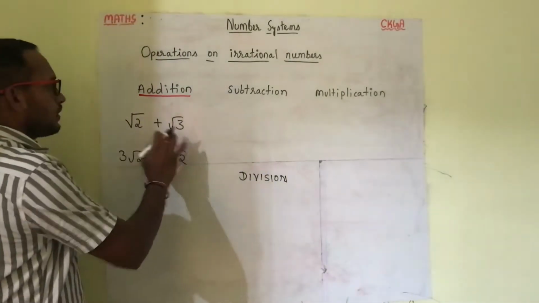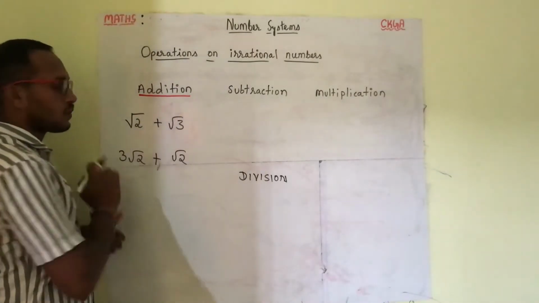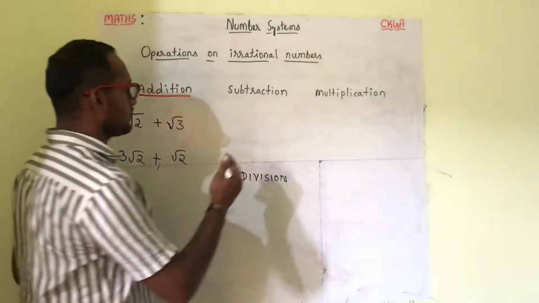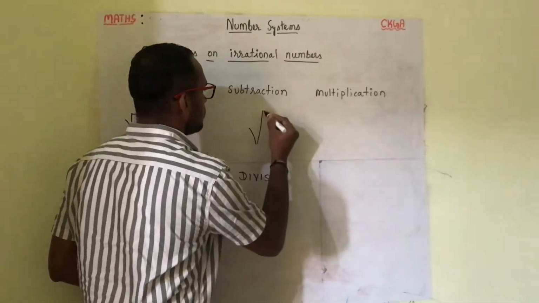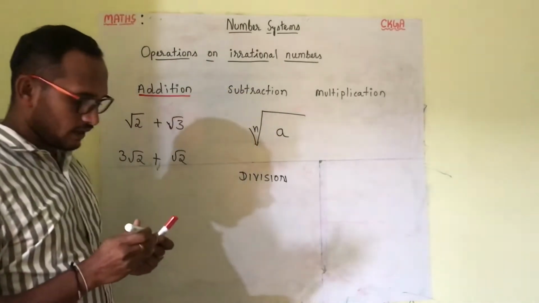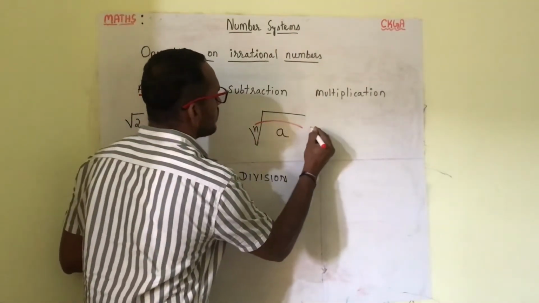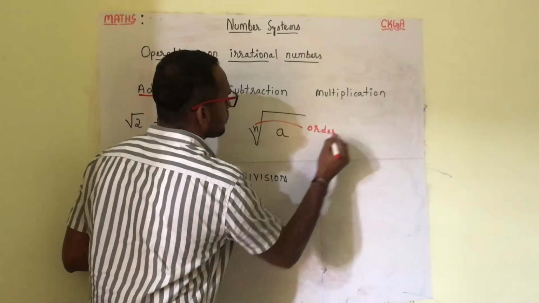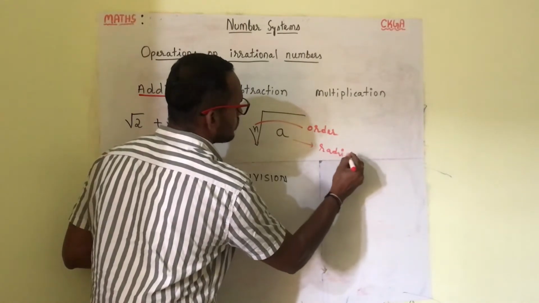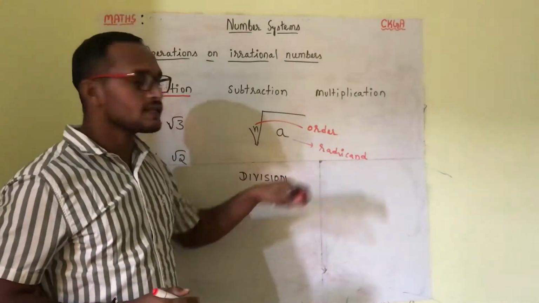Suppose you have root 2 plus root 3. Look at this one; here you will observe the roots. The number inside the root we can call the radicand, and the number of the root is the order. I'll write a number like this: nth root of a. Here n is considered as the order and a is considered as the radicand. These are the two words you are learning today. Keep them in your mind.